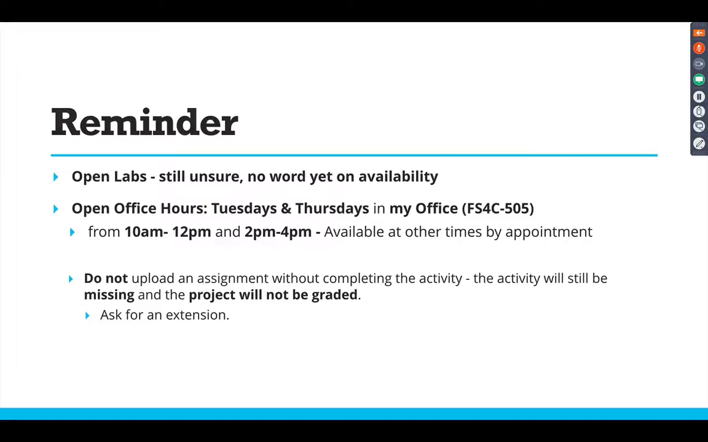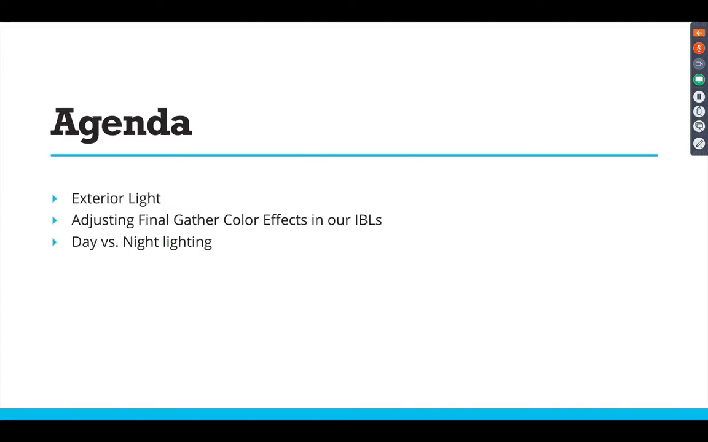Please ask away. Okay. All right, so exterior lighting. Today we're going to be learning how to adjust the IBL to make it actually give final gathering more power. So before we made it look brighter to the camera, now we're actually going to make it brighter when we render. All right, a little bit of daytime versus nighttime.